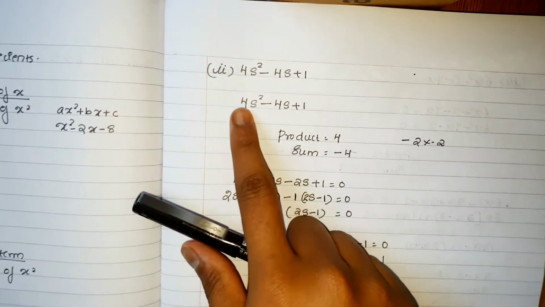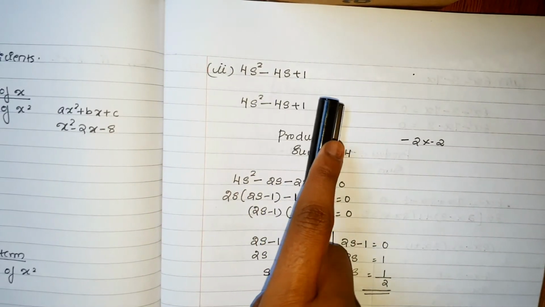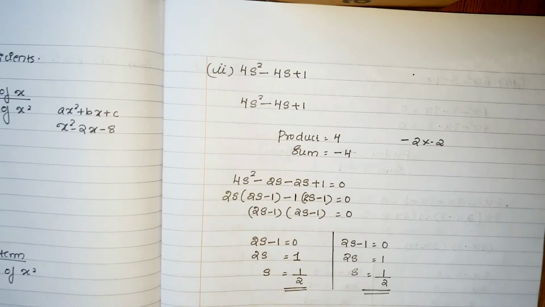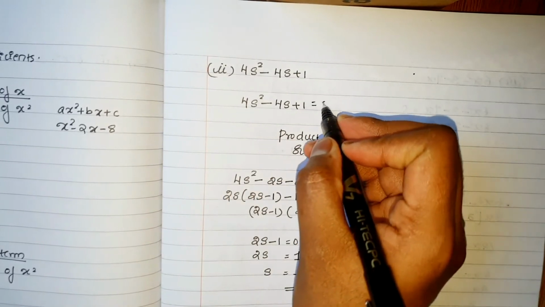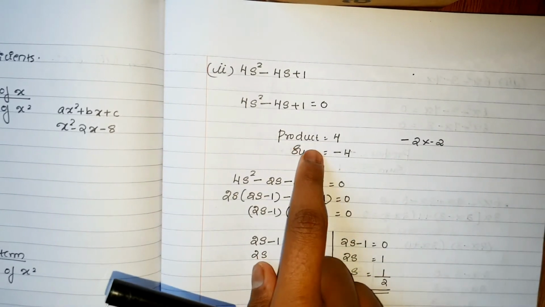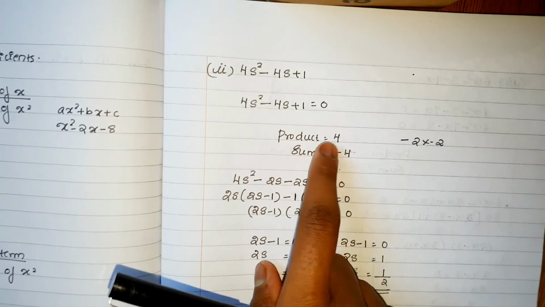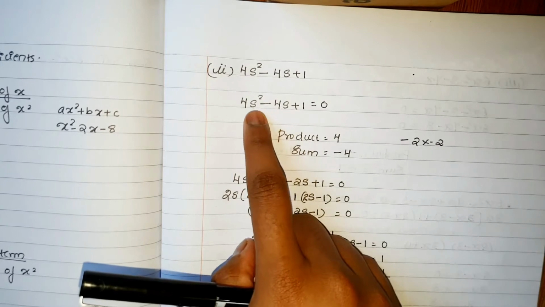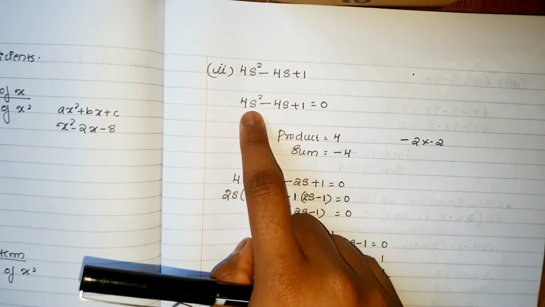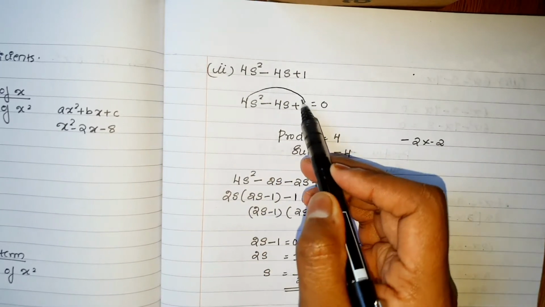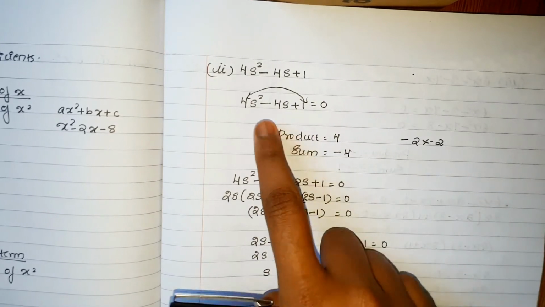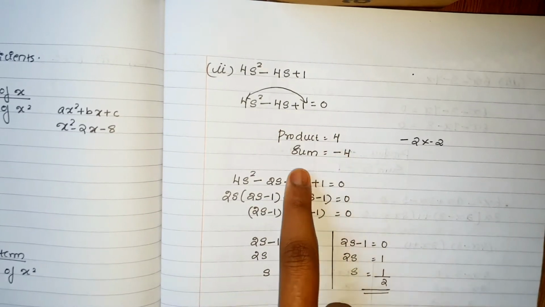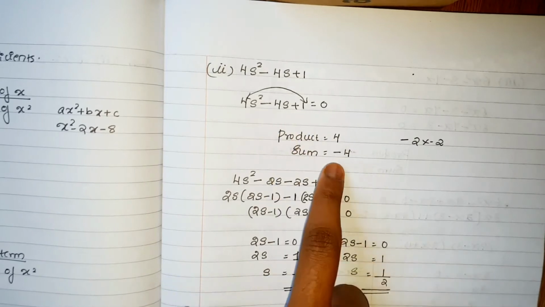Next is question number 2. 4s square minus 4s plus 1. So first what we have to do, we have to equate this to 0. Then we have to find a product. For finding the product, we have to multiply the coefficient of this s square. Here the variable is s. So coefficient of s square, that is this into this. That is 4 into 1, that is equal to 4. And sum is equal to this term, minus 4.